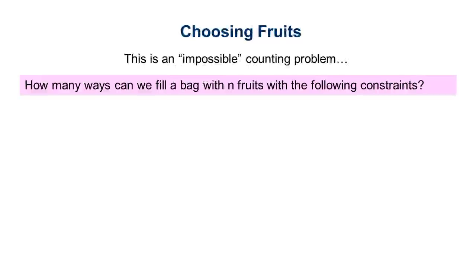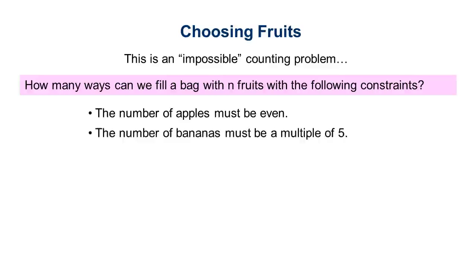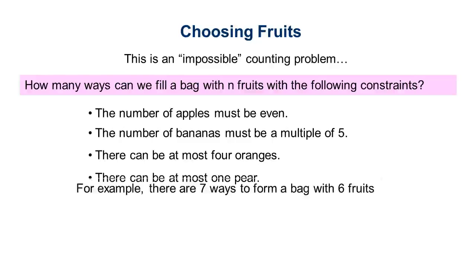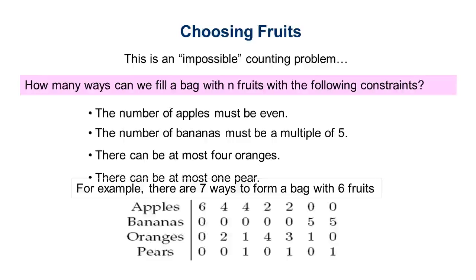How many ways can we fill a bag with n fruits with the following constraints? The number of apples must be even. The number of bananas must be a multiple of 5. There can be at most 4 oranges. There can be at most 1 pear. For example, there are 7 ways to form a bag of 6 fruits. Now, this is the list. Apples: the number of apples must be even.